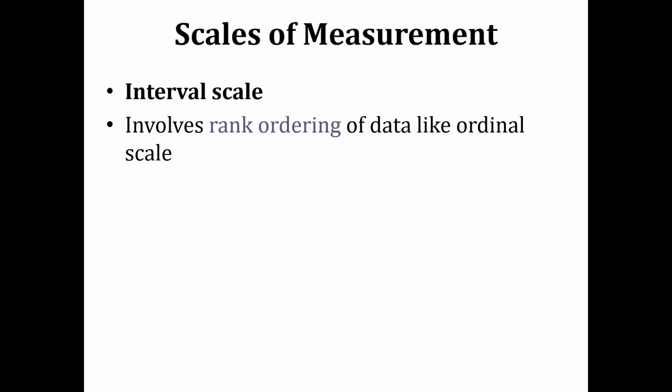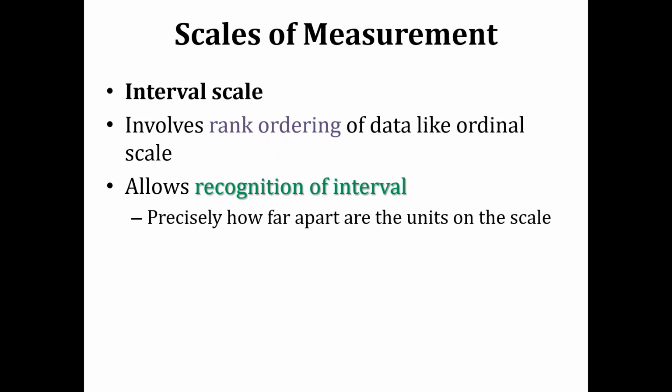Now we have our third level on the scale of measurement, which is the interval scale. And interval scale involves a rank ordering of data like the ordinal scale, so it incorporates the property of the ordinal scale. And what is additional in the interval scale is that it allows recognition of interval, that is, how precisely far apart are the units on the scale. So on the interval scale, we can find out the exact interval or exact distance between different classes on the scale, between different units on the scale. So this is something which was lacking in the ordinal scale, but this is incorporated into the interval scale.